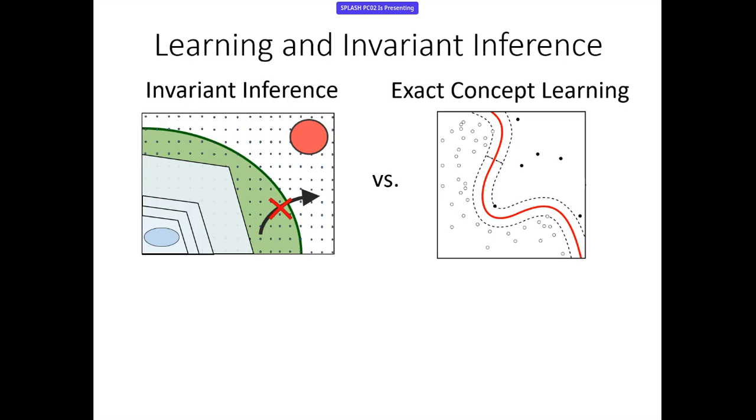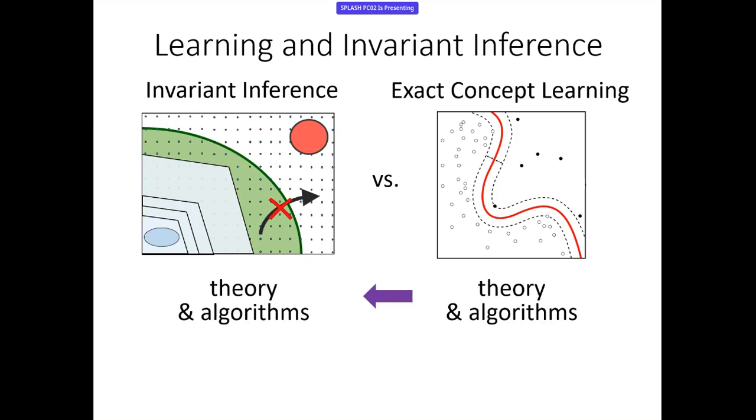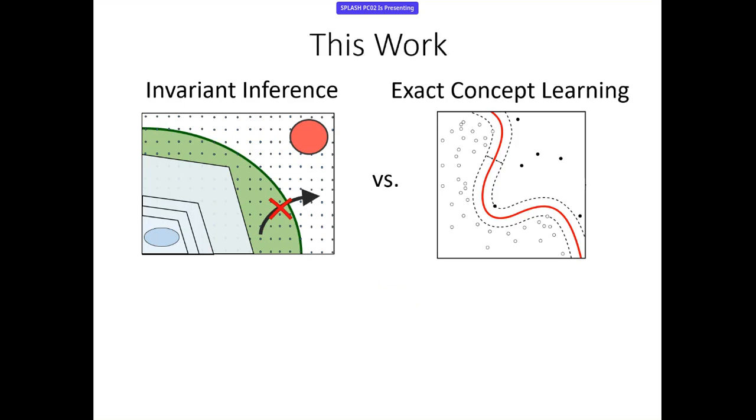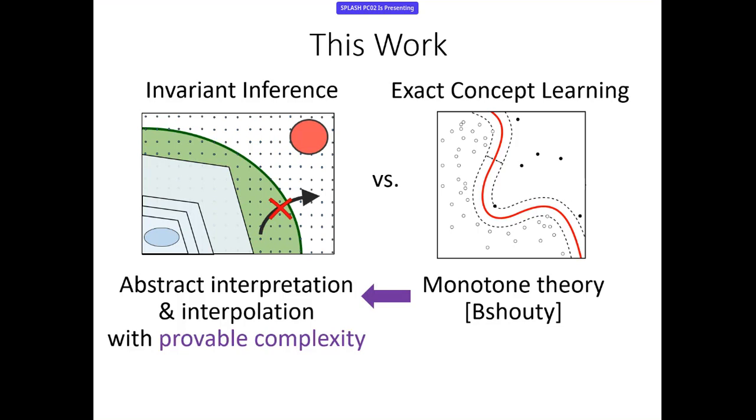So what many works have been doing is taking the very rich theory and algorithms that have been developed in learning theory and adapting them to invariant inference, resulting in theory and algorithms for invariant inference. In this work, we take a specific piece of work called the monotone theory by Bshouty, which was very influential in exact concept learning. We adapt it to invariant inference, and the results are algorithms with provable complexity guarantees, both in abstract interpretation and in the context of interpolation-based invariant inference. And again, algorithms for which we have formal guarantees about the number of SAT queries they need to perform before they converge to an invariant.